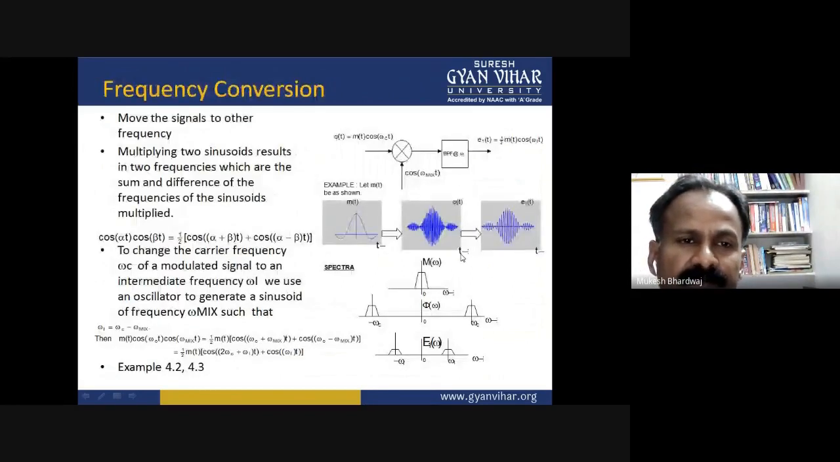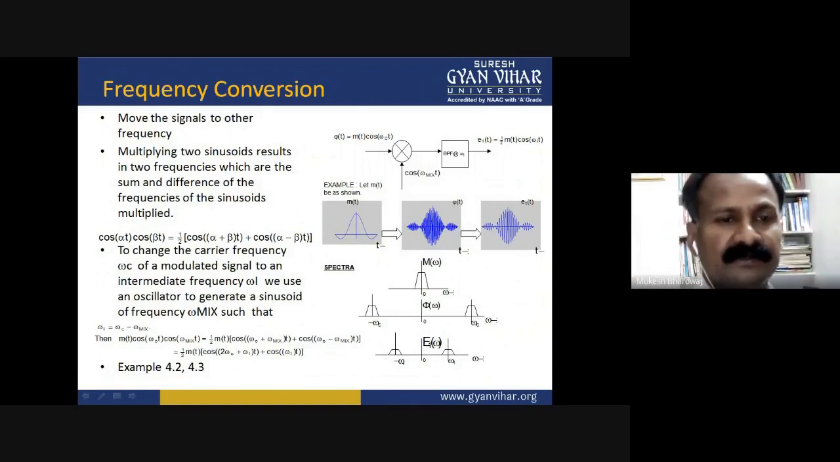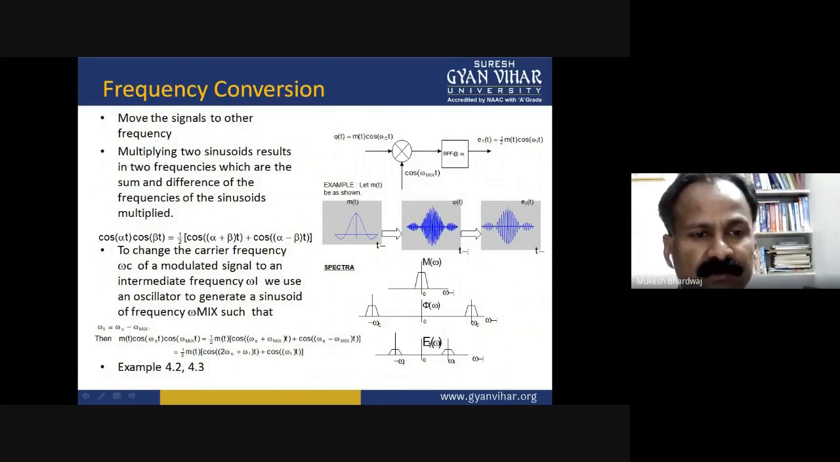Frequency conversion: move the signals to another frequency by multiplying two sinusoids. Multiplying two sinusoids results in two frequencies, which are the sum and difference of the frequencies of the sinusoids multiplied. cos alpha t cos beta t equals 1 by 2 [cos (alpha minus beta) t plus cos (alpha plus beta) t]. To change the carrier frequency omega_c of the modulated signal to an intermediate frequency, we use an oscillator to generate a sinusoid of frequency.